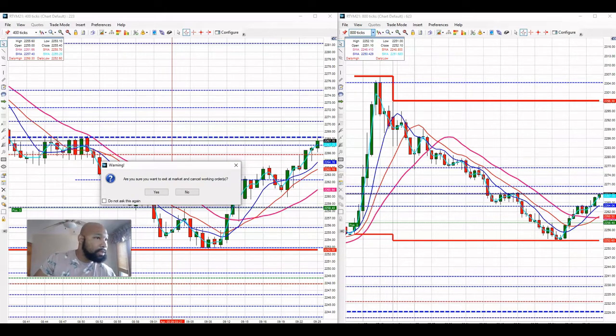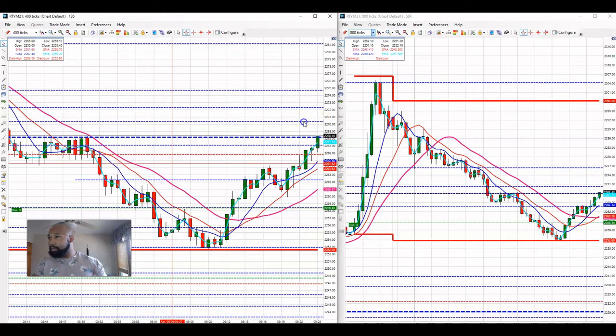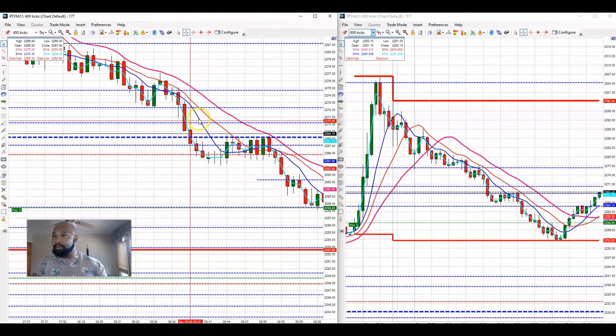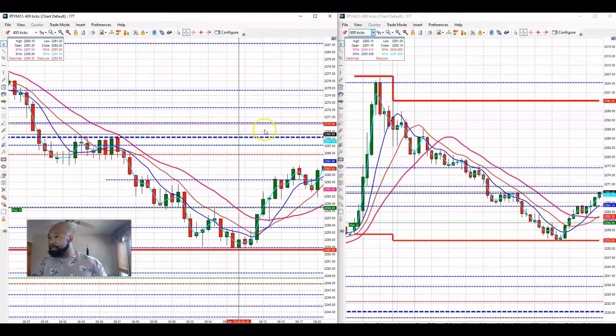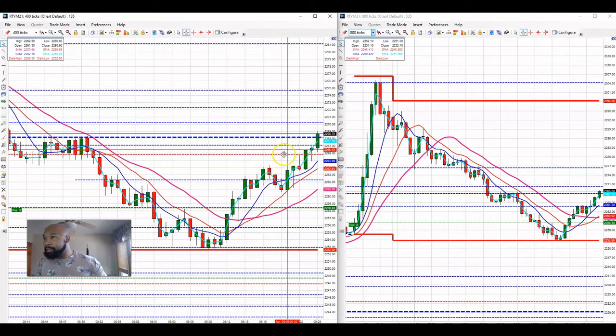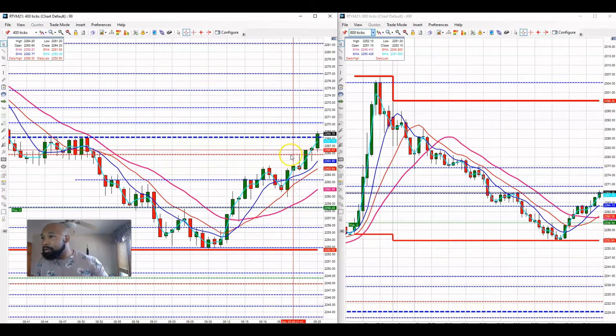Let's see, what is this line here? 2270. This is a very significant line. What is this here? So very significant. I'm putting the red line here. That's just to know.